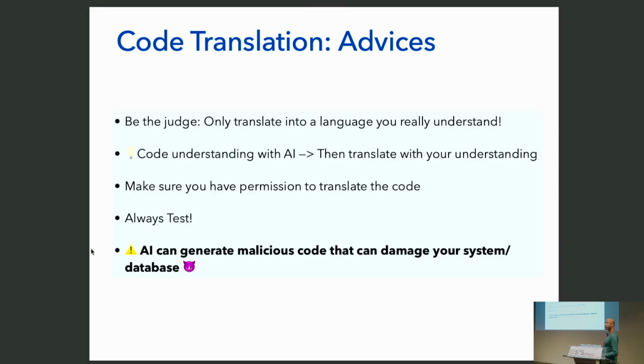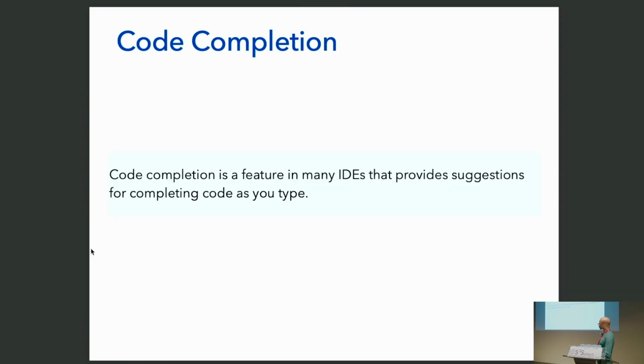And of course, for copyright issues, you should make sure that you have the right to submit a code, because there can be plagiarism. And finally, AI can generate malicious code that can damage your system. So you have to always pay attention when using AI code.